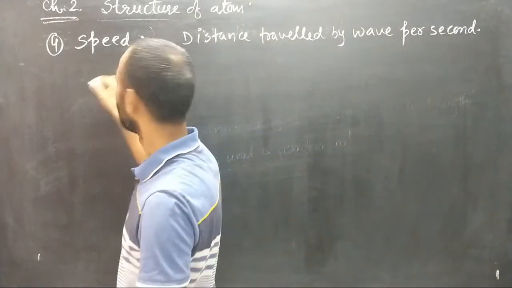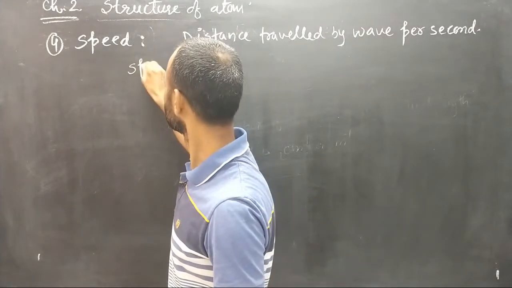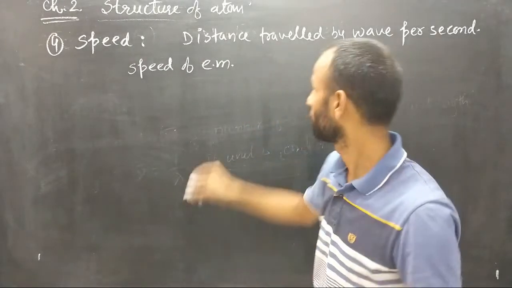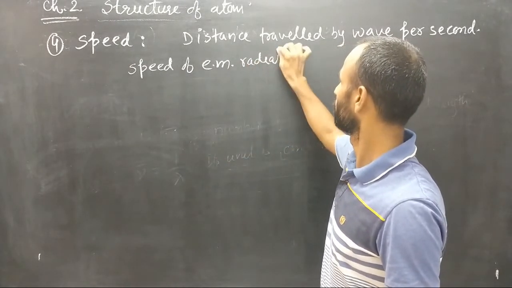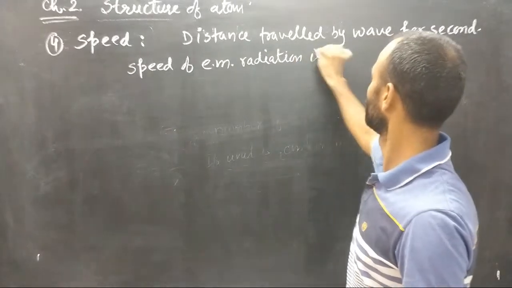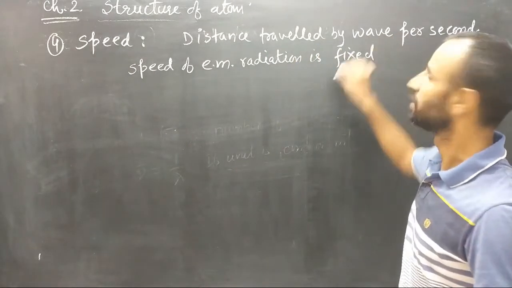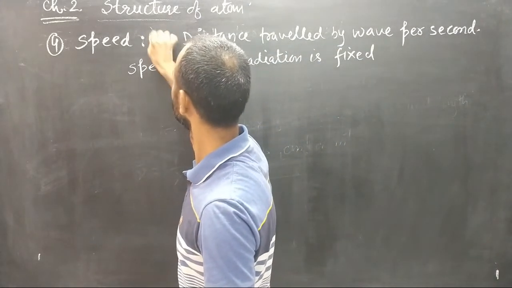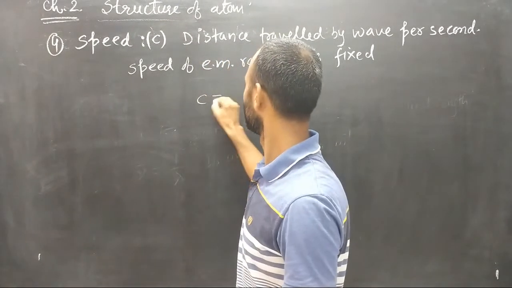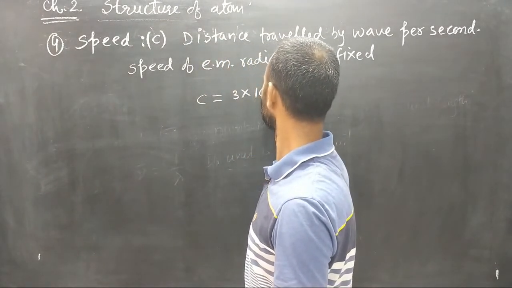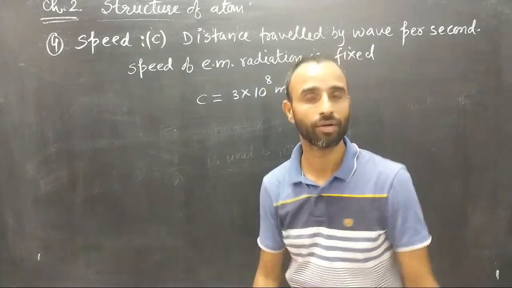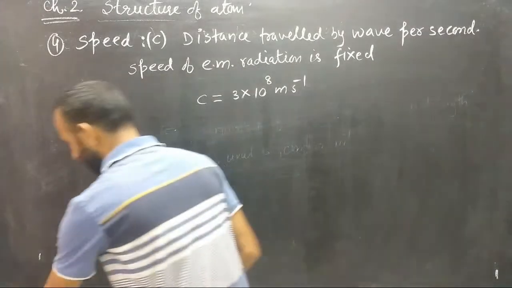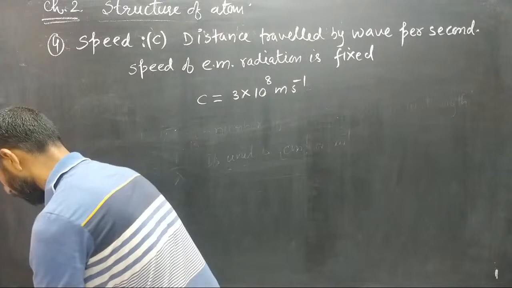For example, the speed of light is the speed of electromagnetic radiation, and it is fixed. That value of speed is denoted by c, speed of light, and it is fixed: 3 into 10 to the power 8 meter per second. Okay, then come to the next. ये हो गया अपना speed.